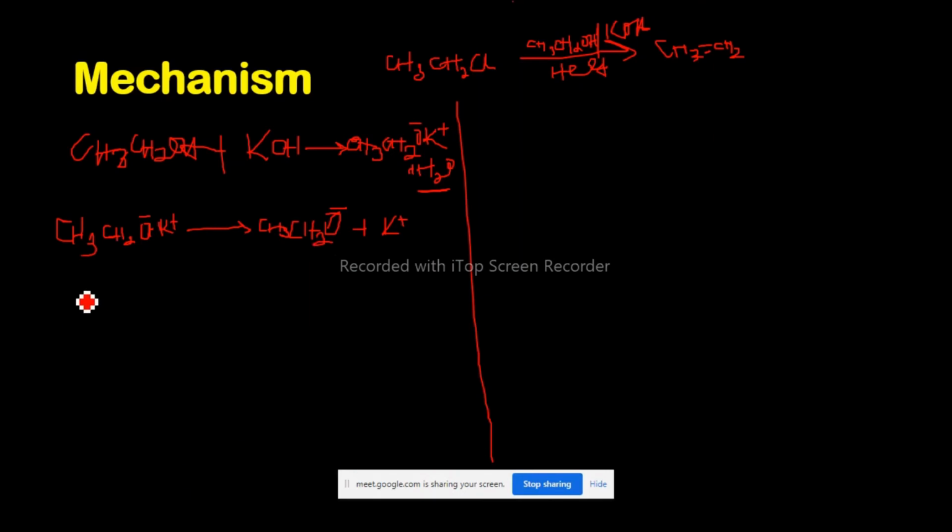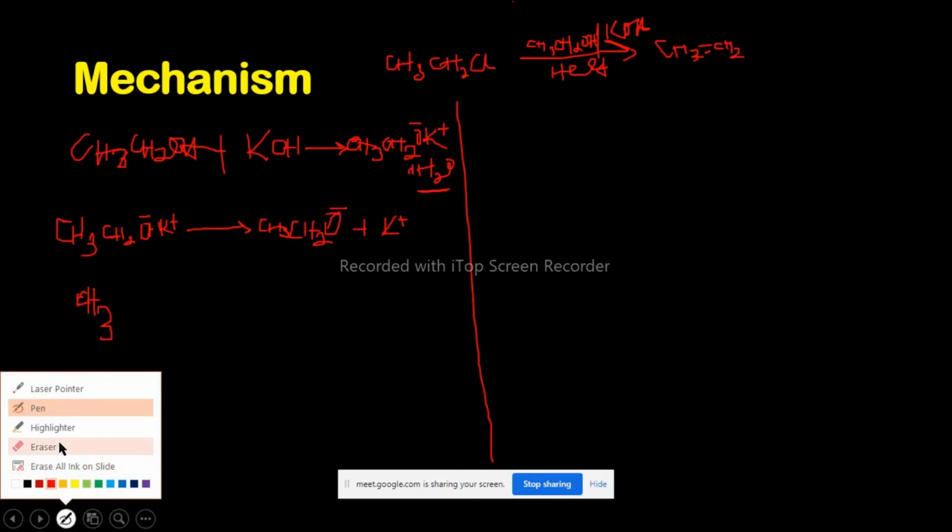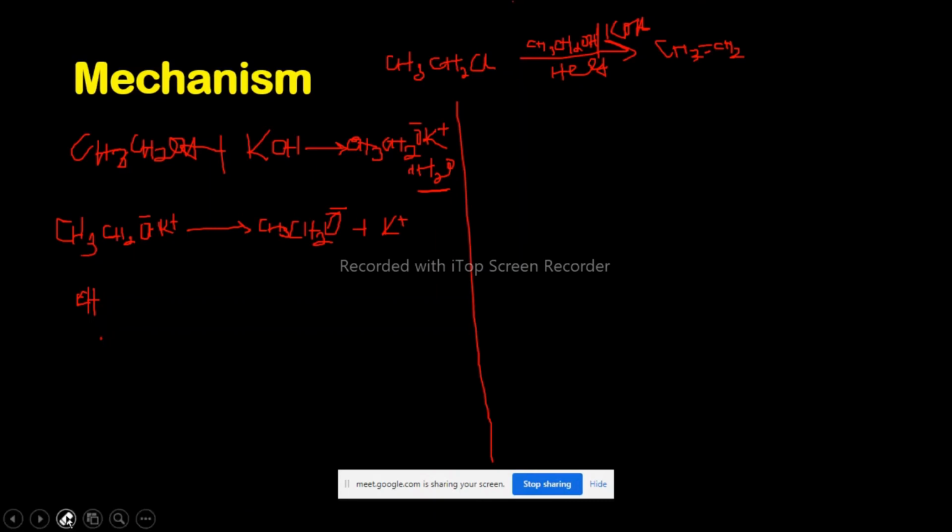Now let's try to write our alkyl halide. CH3. Okay, I want to spread it. Let me remove the 3, so I put a 2 here and I put 1 hydrogen here. This is still the same thing, I've just shown this hydrogen. So this is CH2, and I can also put the Cl here.